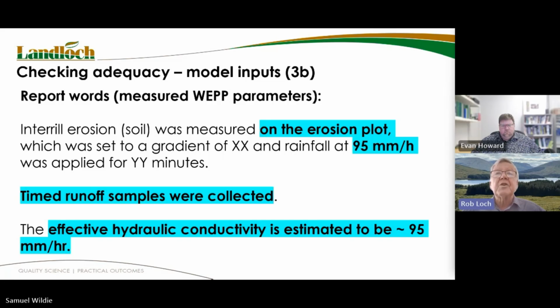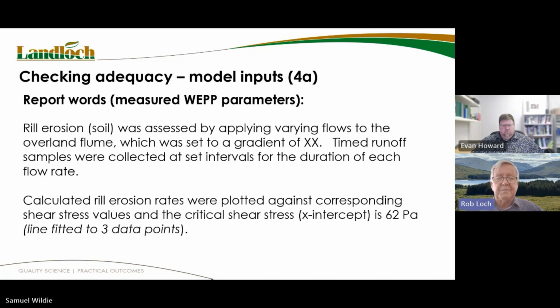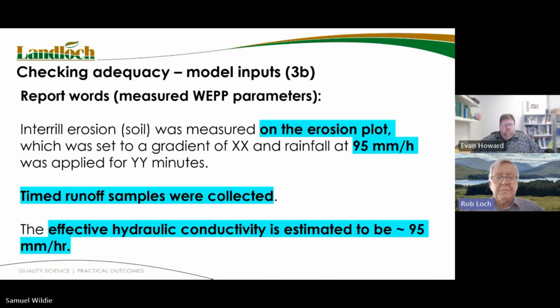Look at the rainfall rate of 95 mils an hour, which is not unusual, but we see that runoff happened because timed runoff samples were collected, which meant that the infiltration rate was less than the rainfall rate. Can we go back, please, mate? Thanks. Well done. Good. So we're in this situation that we've got infiltration of some sort and we've got runoff, and yet the hydraulic conductivity is 95 mils an hour, the same as the rainfall.